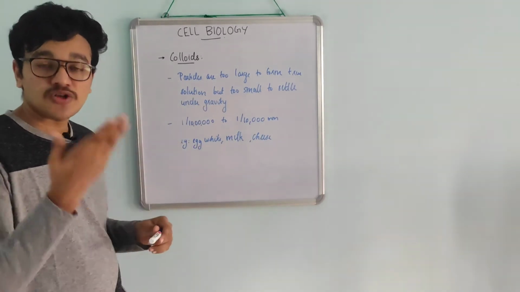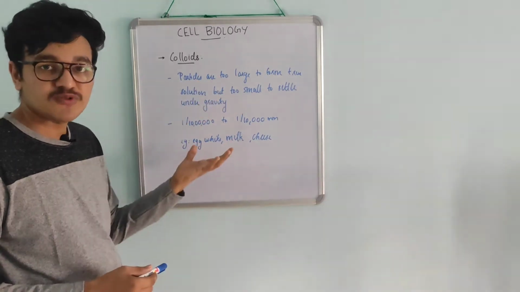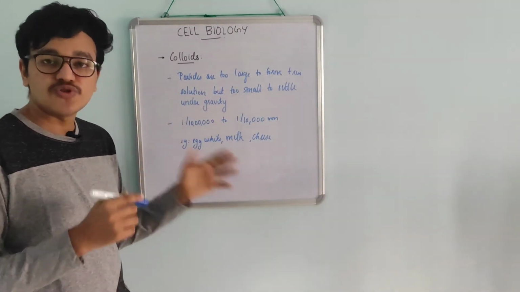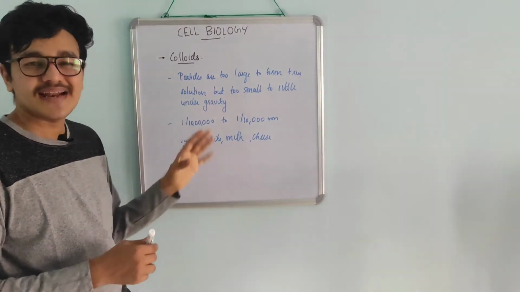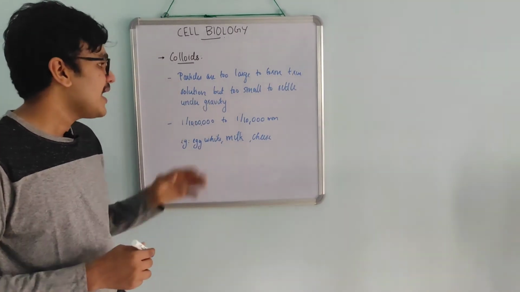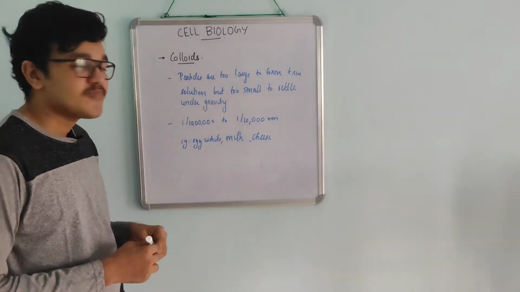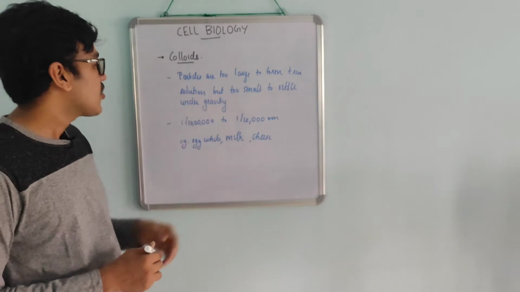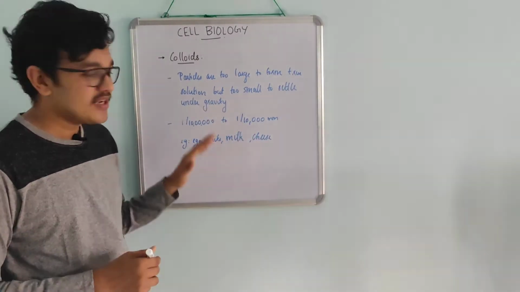The particles or solute in a colloid are too large to form a solution, but too small to settle under gravity. So it comes in between a true solution and a suspension. Colloidal particles are larger than the solute in a true solution, and a little smaller than the solute in a suspension. The particle size normally seen in a colloid ranges between 1 by 10 lakh and 1 by 10,000 millimeters. That's also an important point.